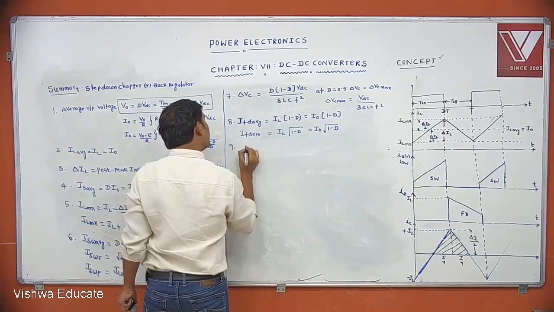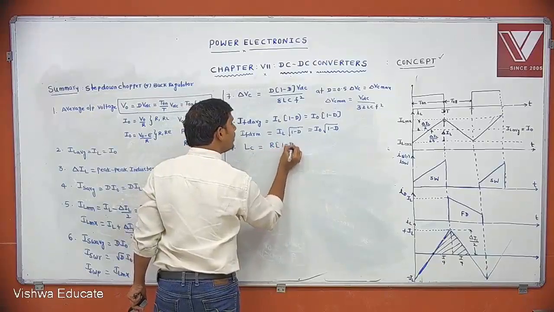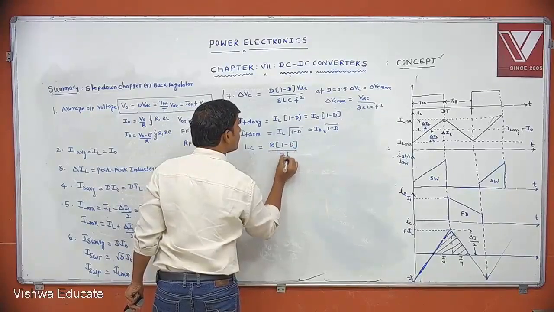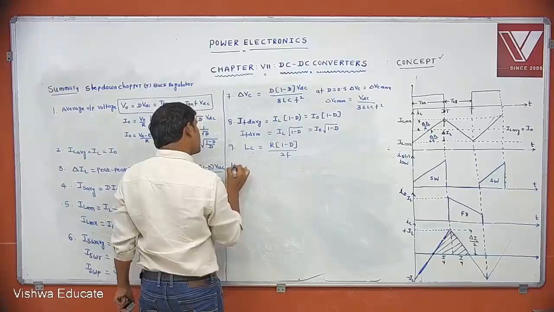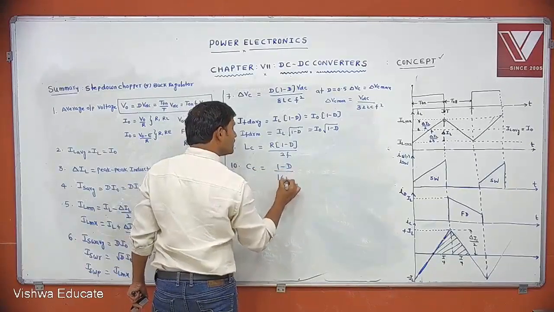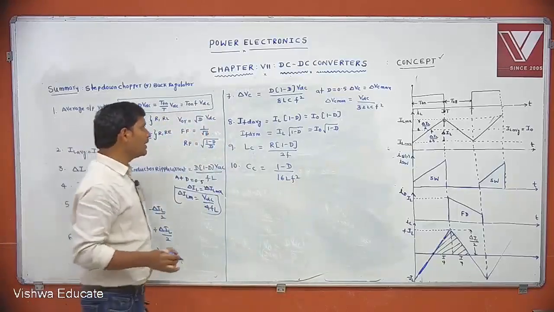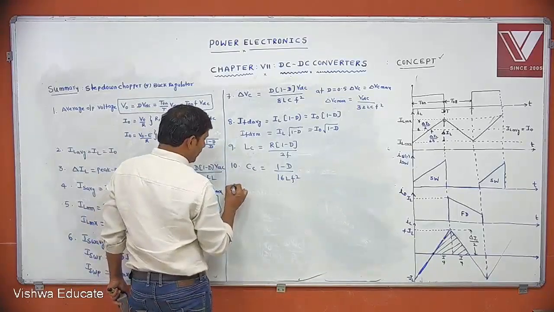Ninth one. What is the critical inductance equal to? R into (1 minus D) by 2F. What is the critical capacitance equal to? CC equals (1 minus D) by 16 L F square. Critical capacitance.